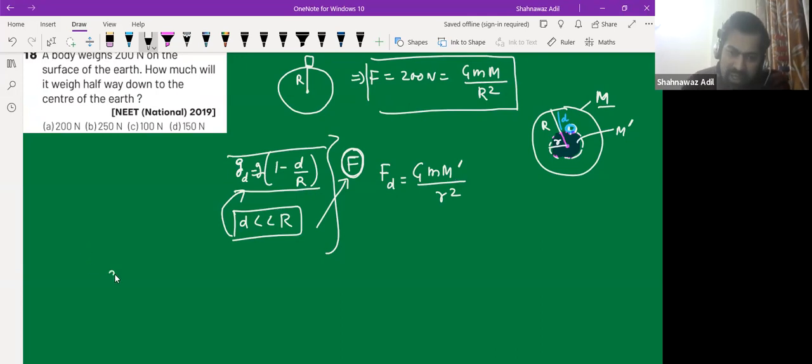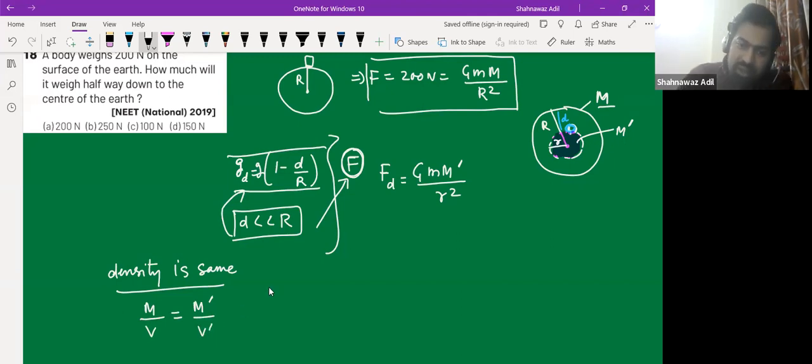So we assume that density is the same, right? Whether we calculate the density at this region or as a whole, the density is the same. So mass by volume would be the same as mass prime by volume prime, right?